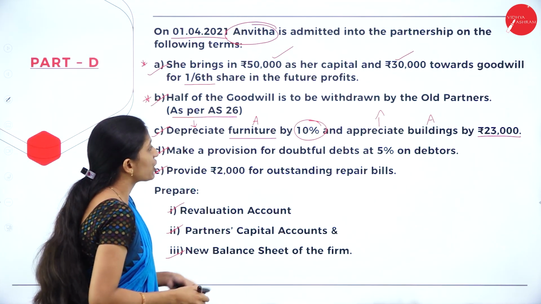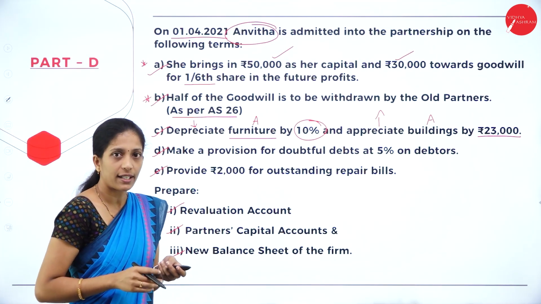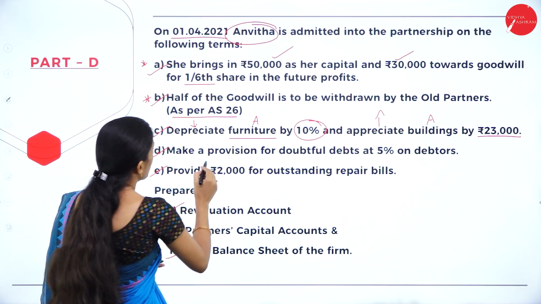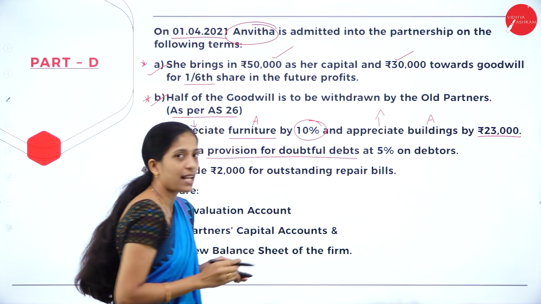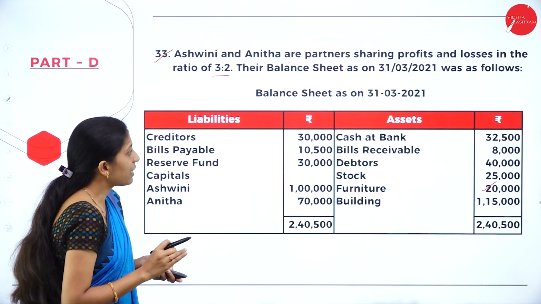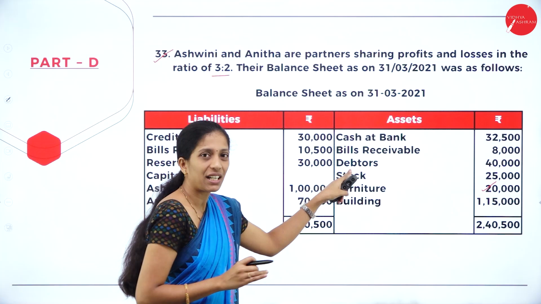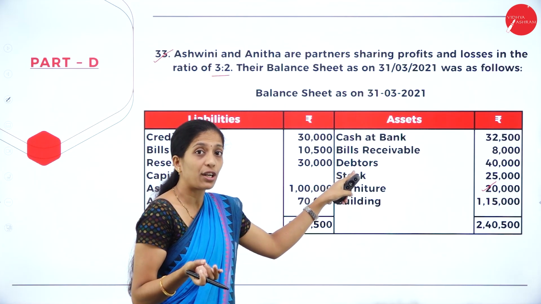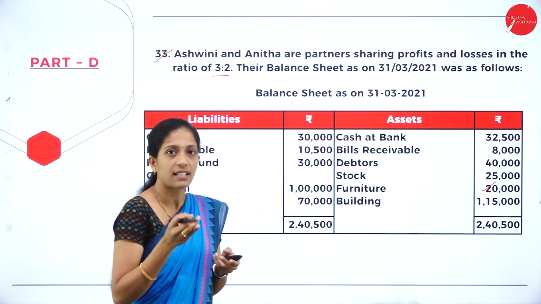Next one, make a provision for doubtful debt at 5% on debtors. Now, provision for doubtful debts, what is it? It is a liability. Okay, always remember. So in your balance sheet, we will minus it from the debtors. So why do we minus from the debtors? Because it is a liability.